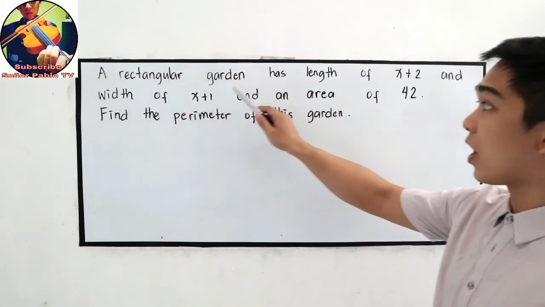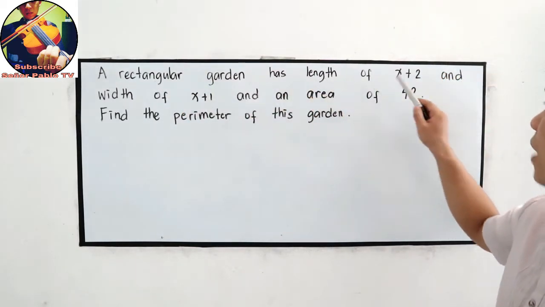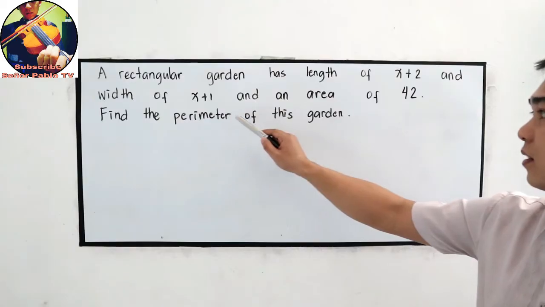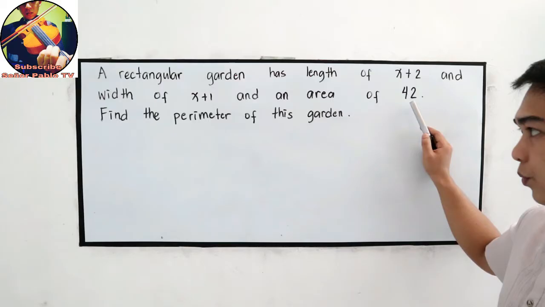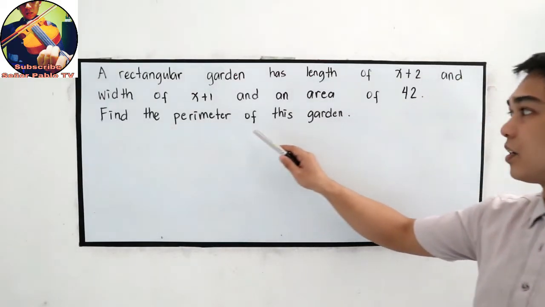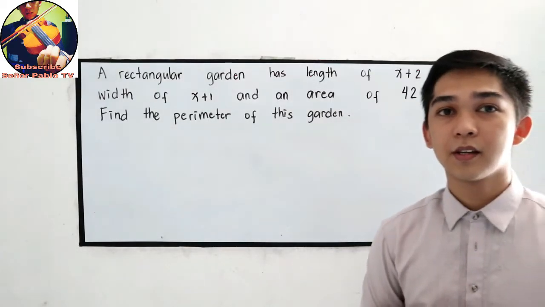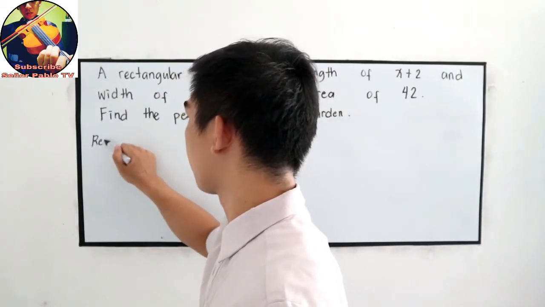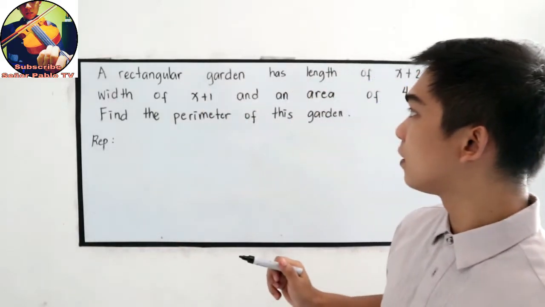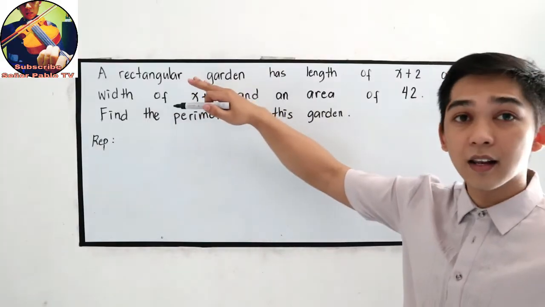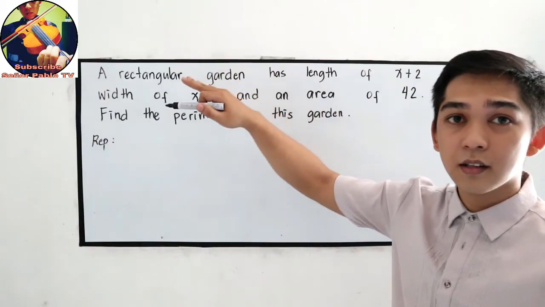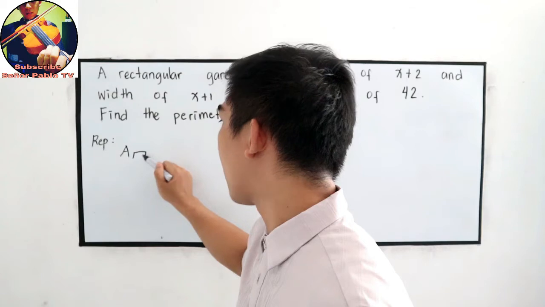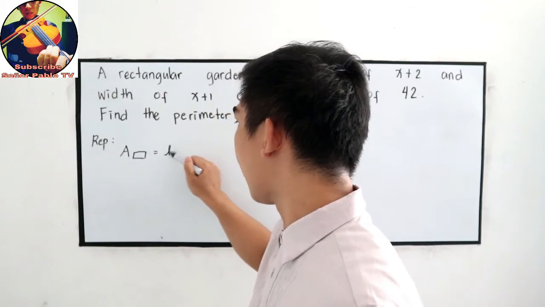A rectangular garden has a length of x plus 2 and a width of x plus 1 and an area of 42. Find the perimeter of this garden. So let's start with our representation. Representation, we have a rectangle, a rectangular garden. So area of that rectangular garden is equal to length times width.